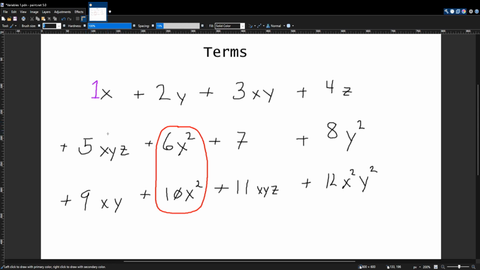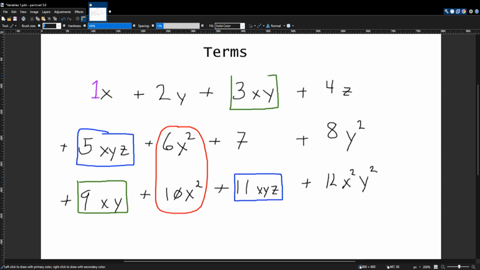Alright, hopefully you identified 5xyz and 11xyz, and 9xy and 3xy. Those are the three pairs of like terms that I've listed on this page.